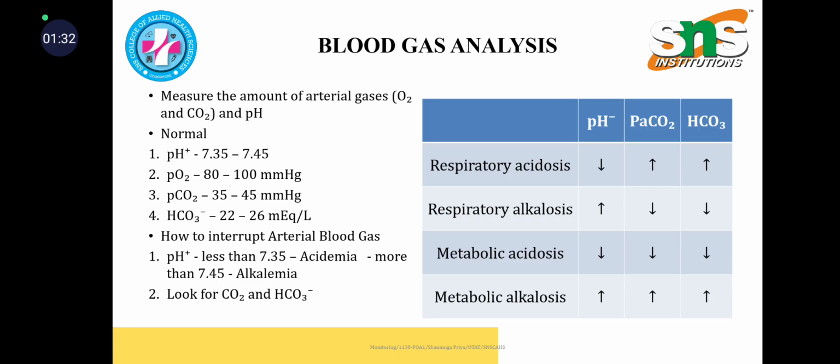normal values. In metabolic acidosis, the pH is less than 7.35. Partial pressure of oxygen and carbon dioxide are lesser than the normal value, and bicarbonate is also lesser than the normal value. Metabolic alkalosis is where the pH is greater than 7.45 and partial pressure of carbon dioxide and bicarbonate are greater than the normal values. This tabular column represents the blood gas analysis.